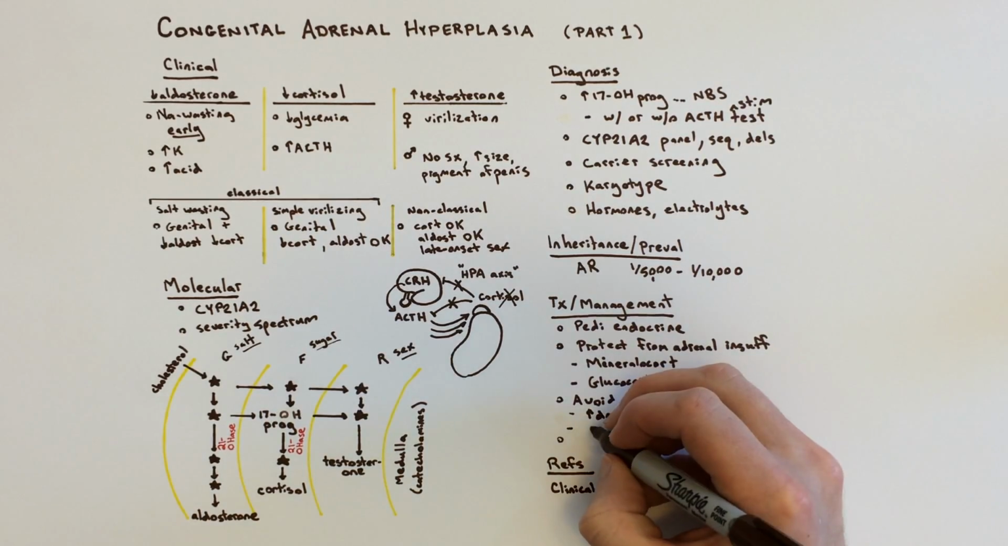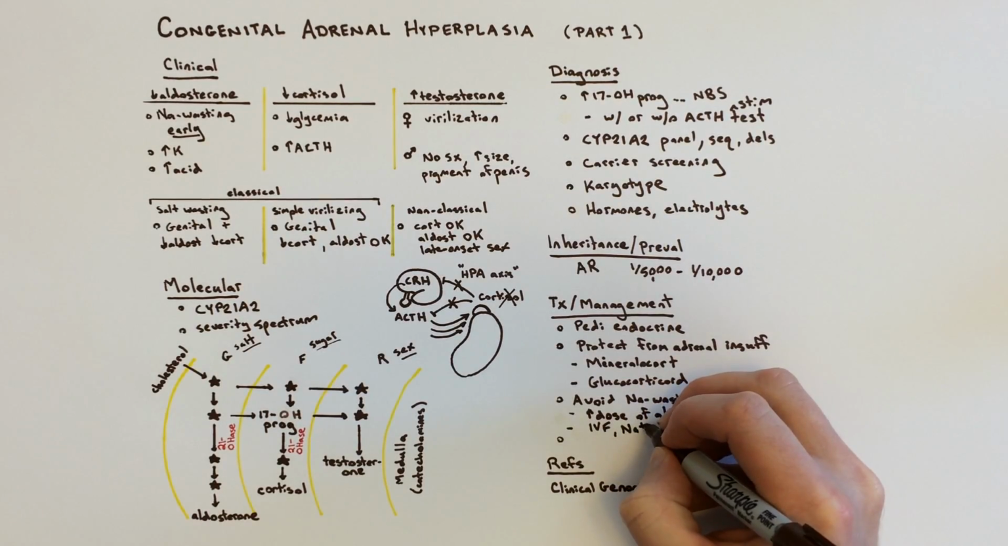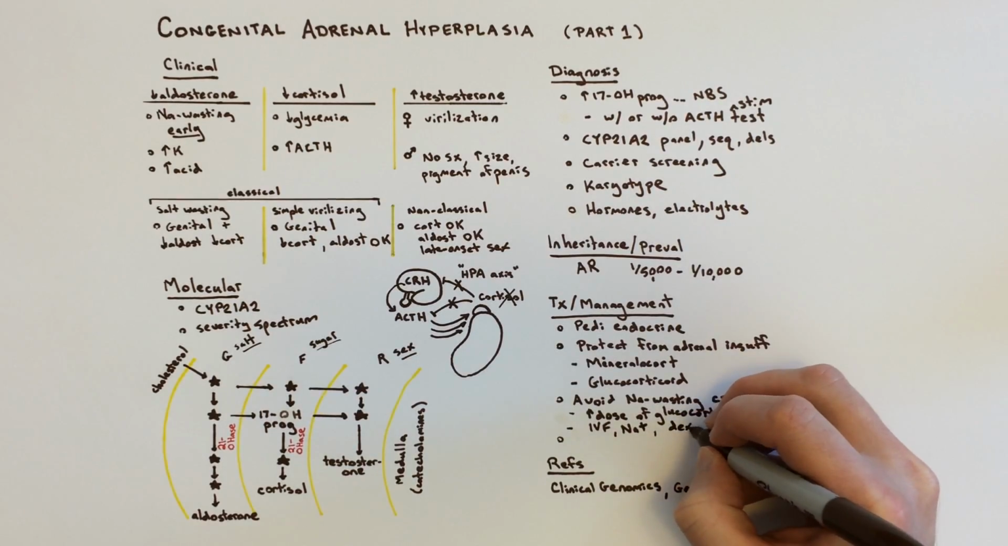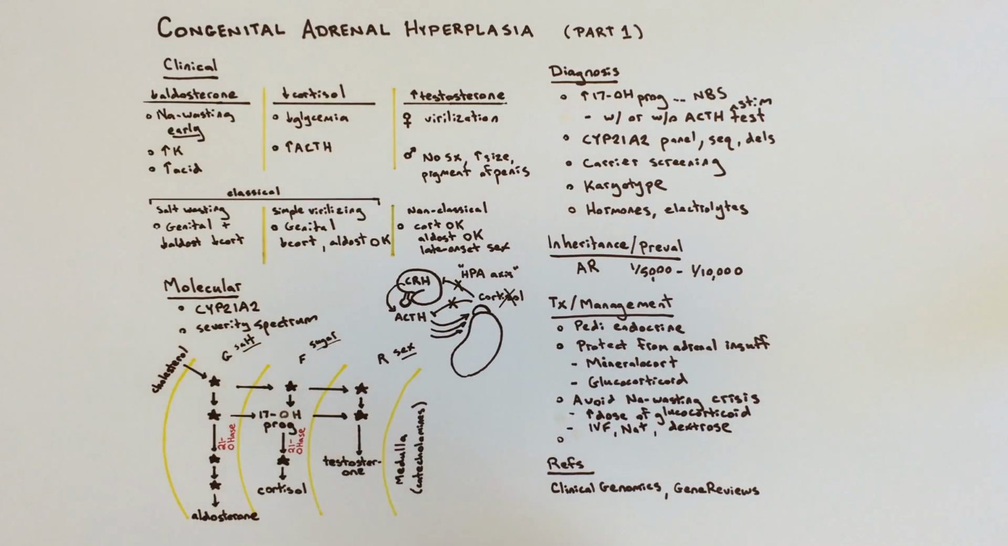Also, you can give IV fluids, you can give sodium to tank the person up on sodium and volume, and also some dextrose on account of the fact that their cortisol is not working as it should.